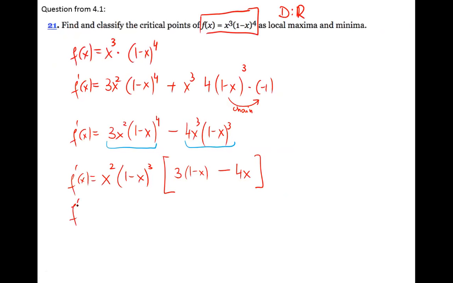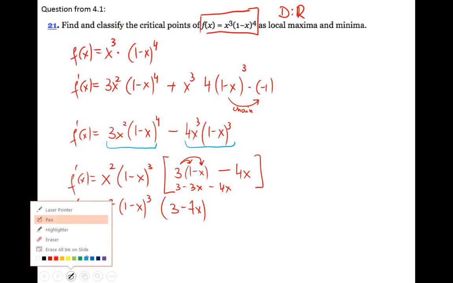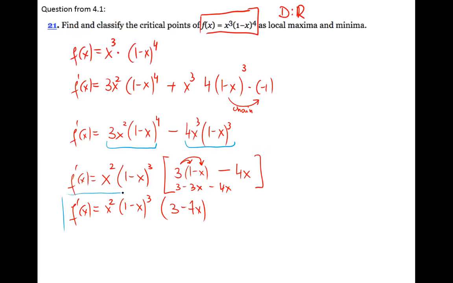Okay, it means my first derivative looks like that: x squared, 1 minus x cubed, and this will be 3 minus 3x minus 4x, which is 3 minus 7x. Really nice product form. That means that's my derivative.